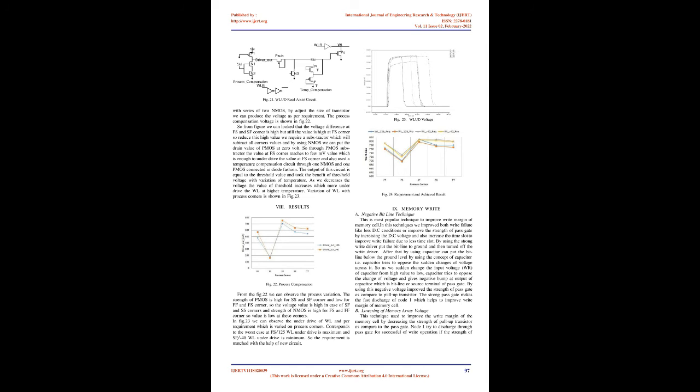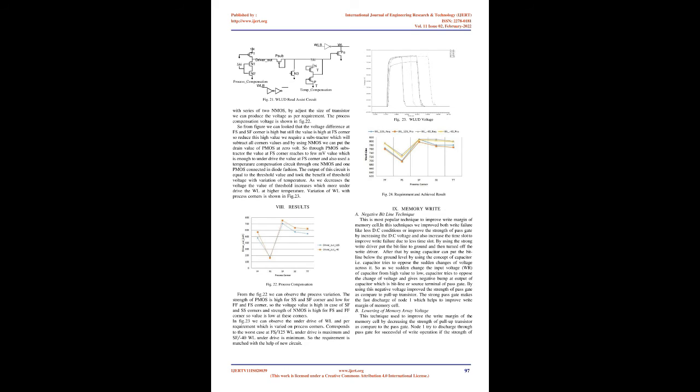So as we suddenly change the input voltage, WR, of the capacitor from high to low, the capacitor tries to oppose the change of voltage and gives a negative bump at the output of the capacitor, which is the bit line or source terminal of the pass gate. By using this negative voltage we improve the strength of the pass gate as compared to the pull-up transistor. The strong pass gate makes node 1 discharge fast, which helps to improve the write margin of the memory cell.